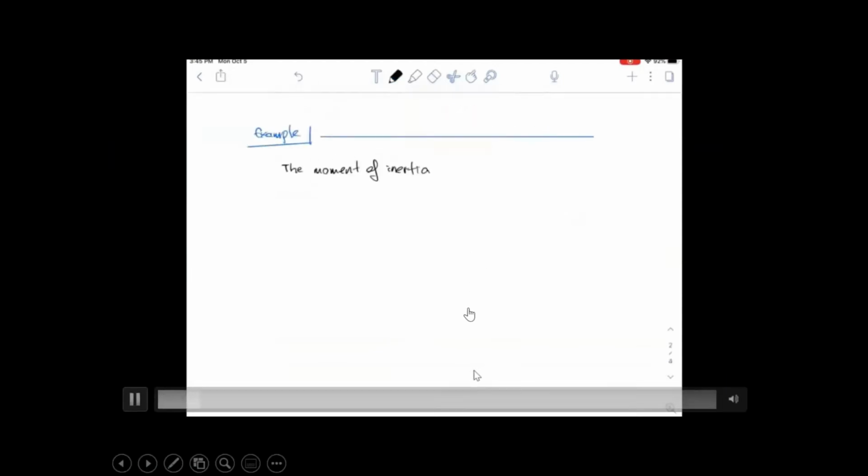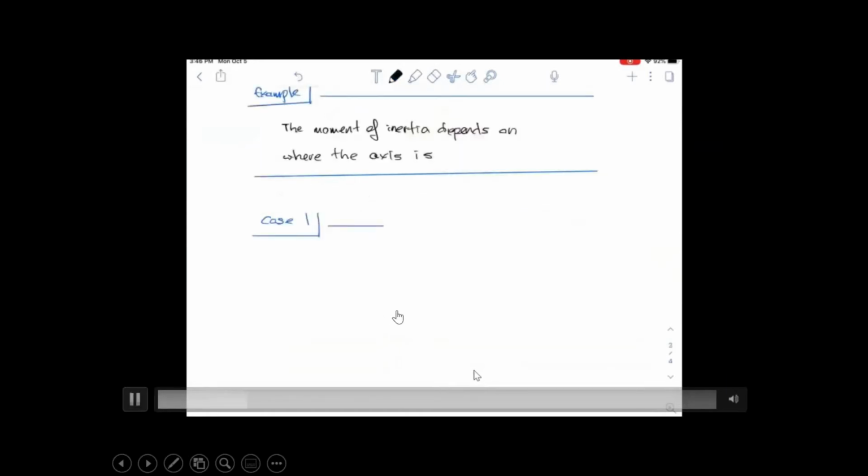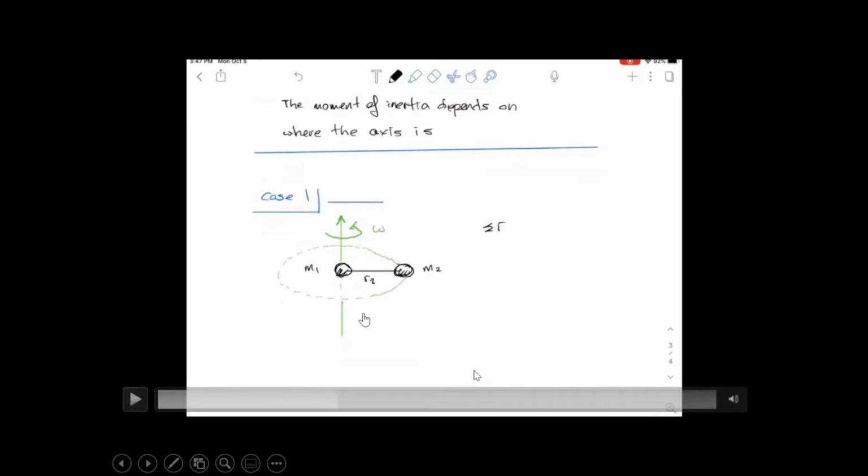What if you have multiple masses? What happens? One of the things you need to know is that the moment of inertia is going to depend on where the rotational axis is. Imagine that you have two masses, and you take one mass and rotate it with respect to the other mass. The rotational axis is going to be located right here, so you're just spinning it in this direction. Omega represents the angular velocity. The distance between these two masses is going to be r2, so r2 is the distance to the second mass.